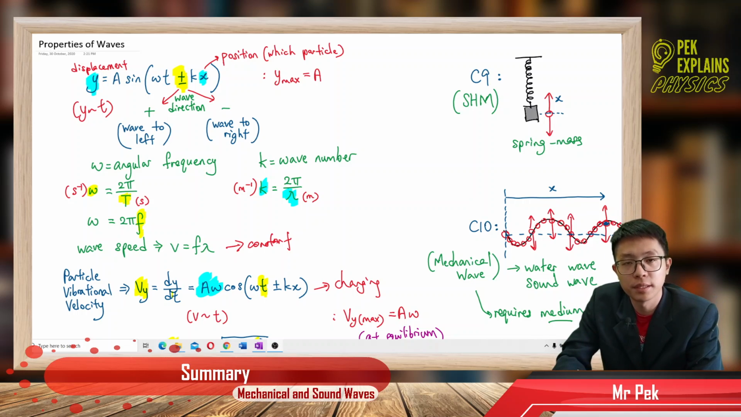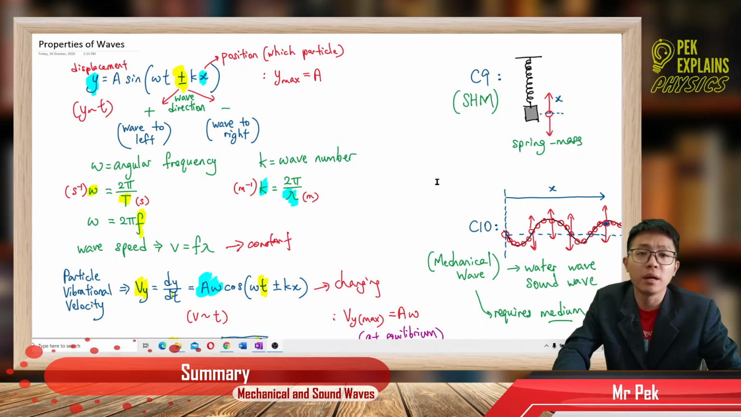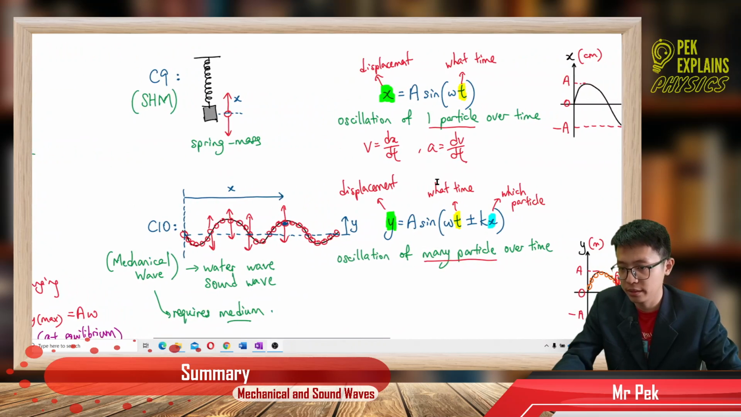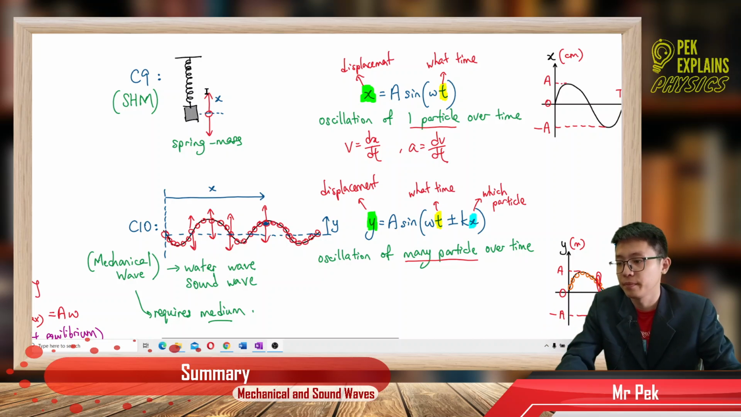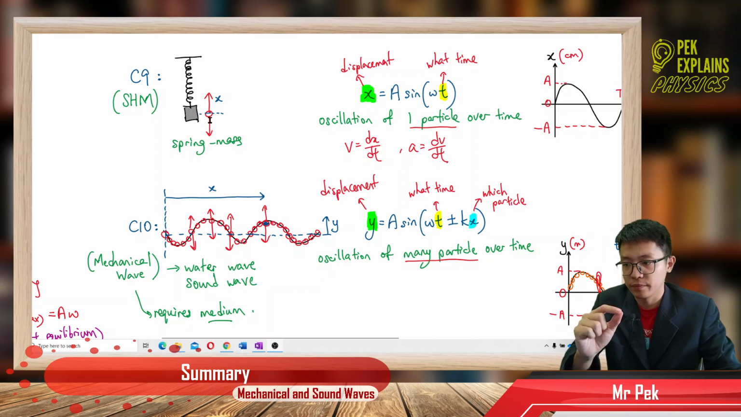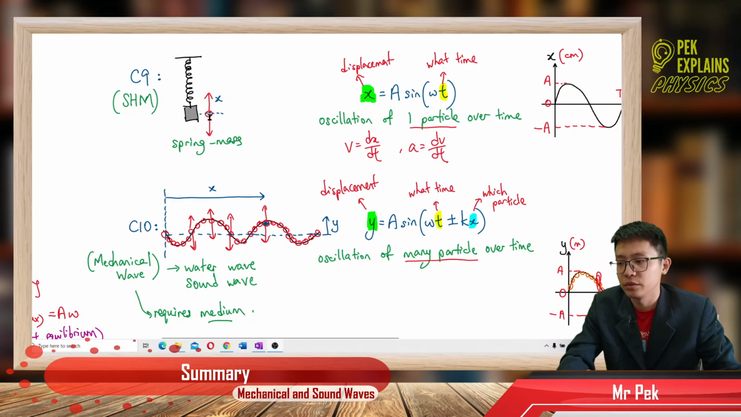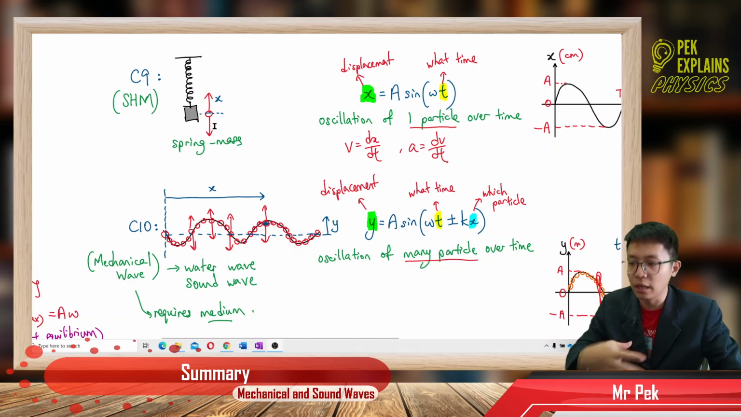Today we are going to start a new chapter called Mechanical and Sound Waves. In the previous chapter, Simple Harmonic Motion, which is our chapter 9, we learned about oscillation of the spring mass system. In the spring mass system, the block is considered as only one particle. We just learned the oscillation of this one particle, the block, moving up and down over time.